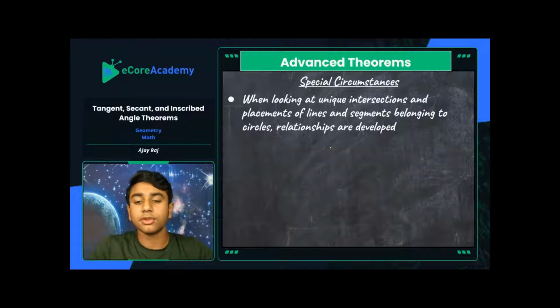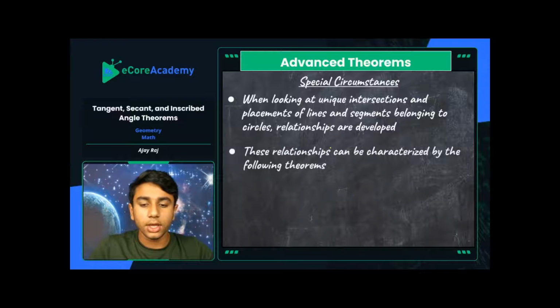These placements in these specific circumstances not only develop relationships among lines, but they also develop relationships to the actual circle itself, as we know, between sectors, arcs, which are measured in degrees, central angles, inscribed angles, and so on and so forth. These relationships can be characterized by the following theorems, and I have included a series of theorems. It's not too long. There are multiple more, but I will be correlating them with later topics to come in this circle and conic sections unit. But for now, we're going to be focusing on those that specifically pertain to tangents, secants, and inscribed angles.